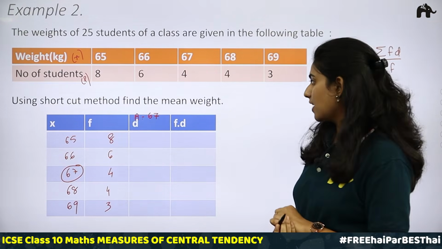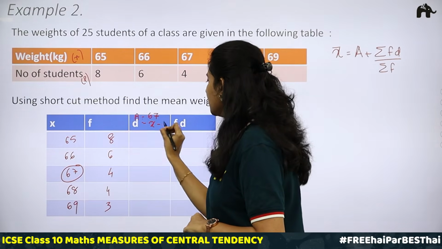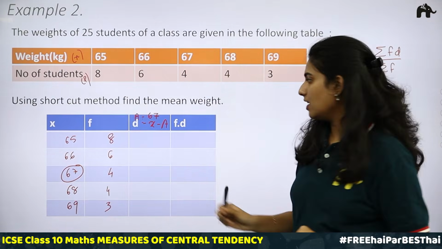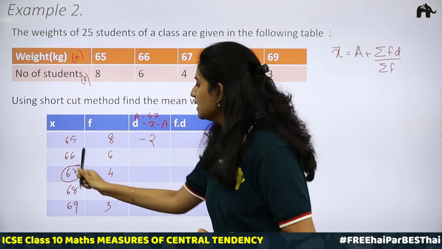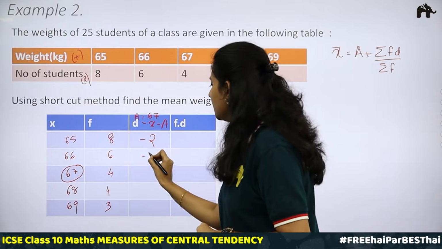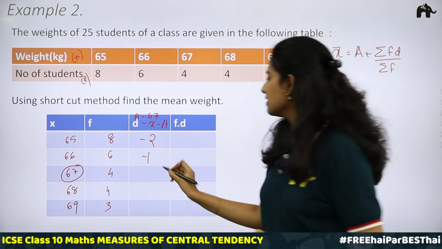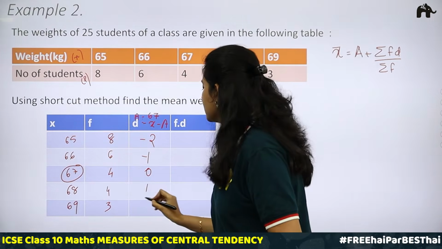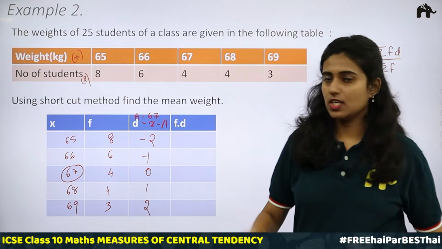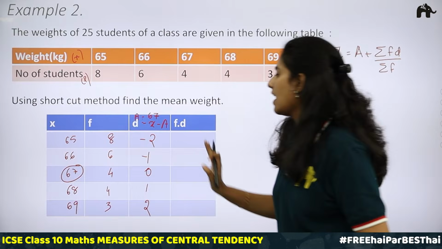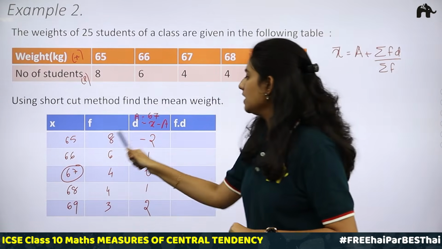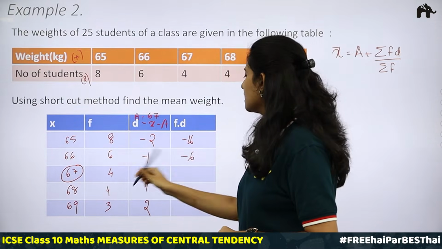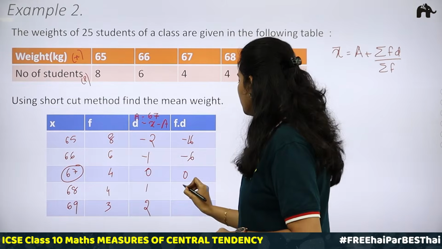Now what to do? We have to find D. D is equal to x minus A. What is x minus A? Here 65 minus 67 will be equal to minus 2. 66 minus 67 is equal to minus 1. 67 minus 67, 0. 68 minus 67 is 1. 69 minus 67 is 2. So, we got the D values. Next, we have to multiply the frequency and the D values. 8 into minus 2, minus 16. 6 into minus 1, minus 6. 4 into 0, 0. 4 into 1, 4.